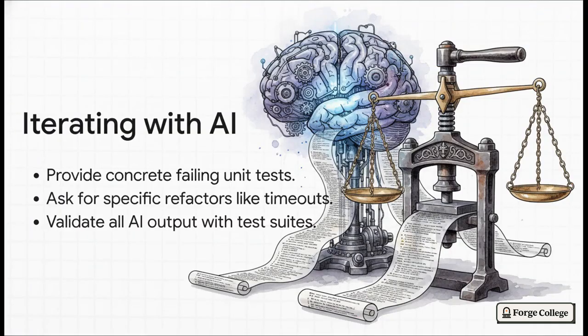Now, no engineering blueprint is complete without rigorous testing, something we heavily emphasize in the advanced learning programs at Forge College. But here's a pro tip. You can actually accelerate your building process tremendously by iterating with AI. You literally just feed it failing Jest tests for things like timeouts or IPFS fallbacks until your helper is rock solid. But, and this is a massive warning, never ever rely on AI output without test validation. Your test suite is the final boss here. It is the ultimate arbiter of correctness.